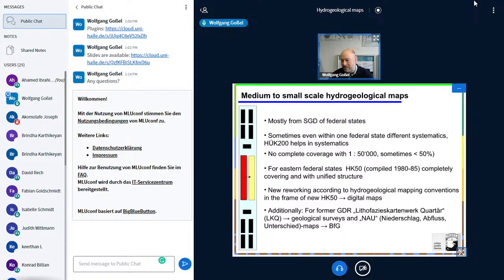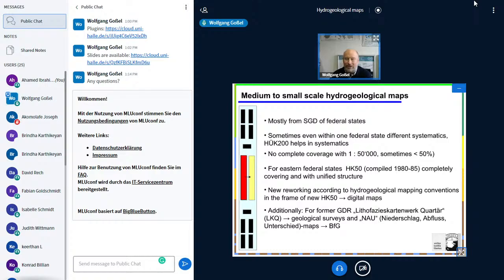So, small-scale hydrogeological maps also come mainly from the geological surveys or the environmental surveys. I mentioned already the medium-scale hydrogeological maps. With the 1 to 50,000, it's a little bit complicated, and it goes on by now. And in former times, in the last century, there was here and there one map of scale 1 to 50,000 in Western Germany, of course. But it was not complete, by far not.